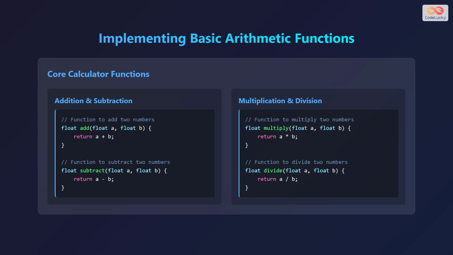Now let's implement the core arithmetic functions that will power our calculator. The addition function takes two floating point numbers, a and b, as input and returns their sum. The subtraction function also takes two floating point numbers, a and b, as input, but returns the result of a minus b. Similarly, the multiplication function takes two floating point numbers, a and b, and returns their product. The division function takes two floating point numbers, a and b, as input, and returns the result of a divided by b.